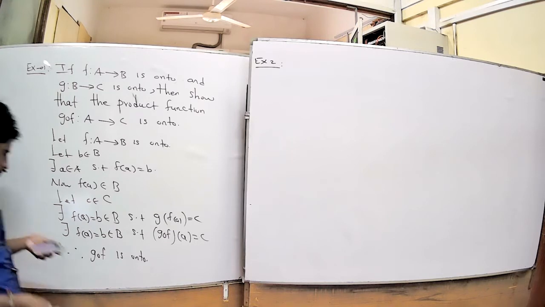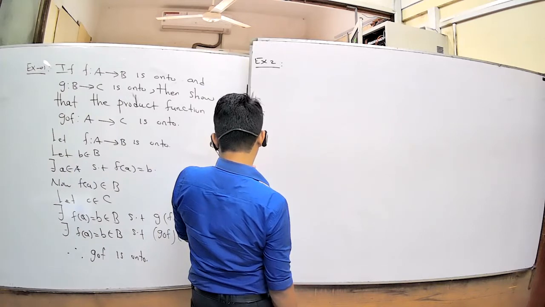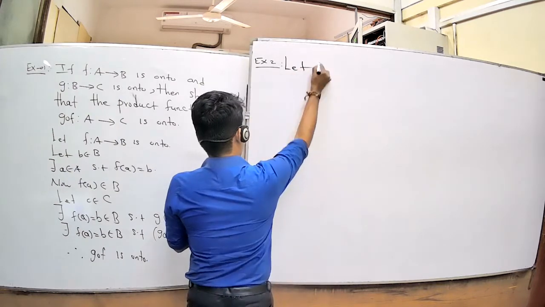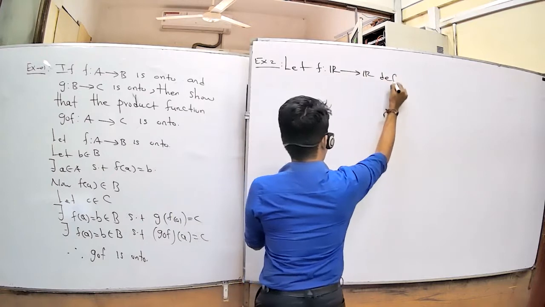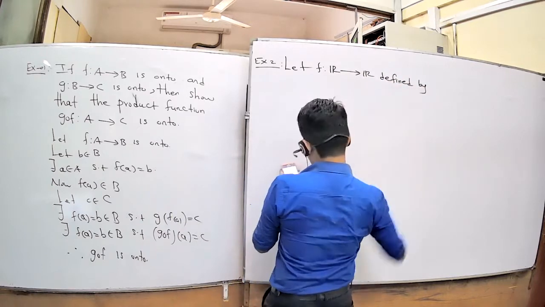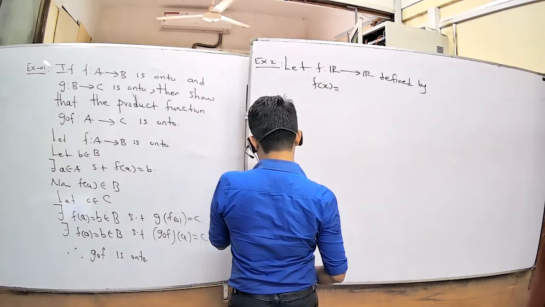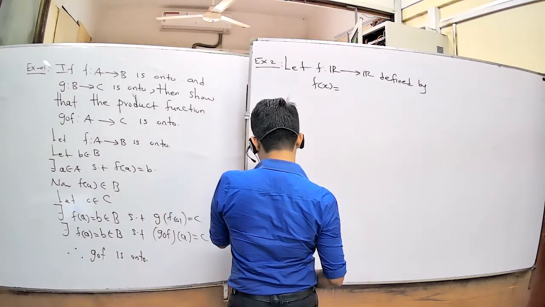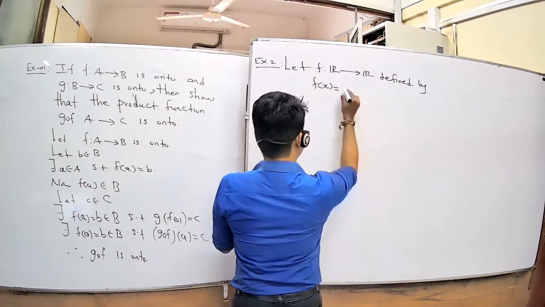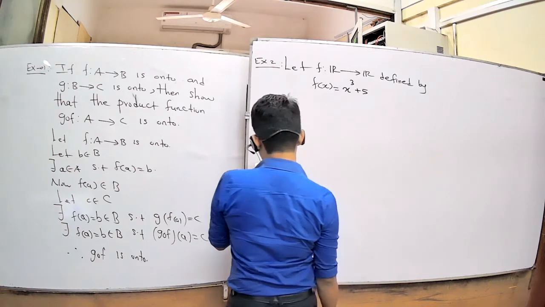Now we will do this problem. Let f be a function from real numbers to real numbers defined by f of x equals x cube plus 5, so that f is bijective.